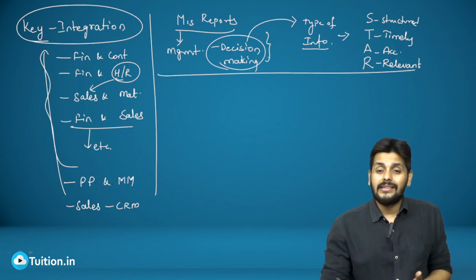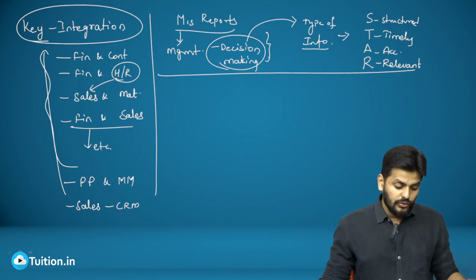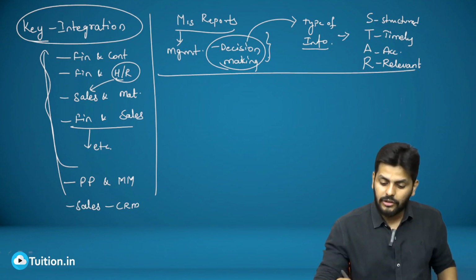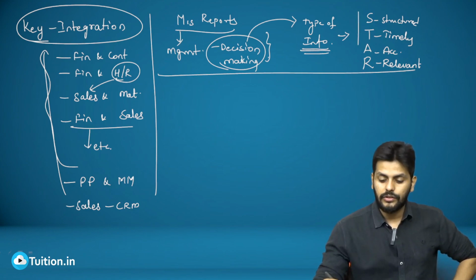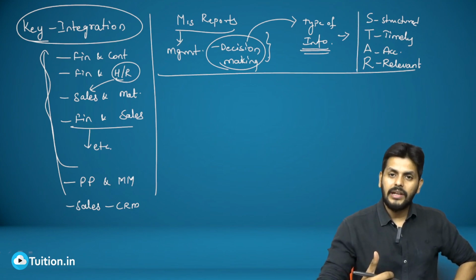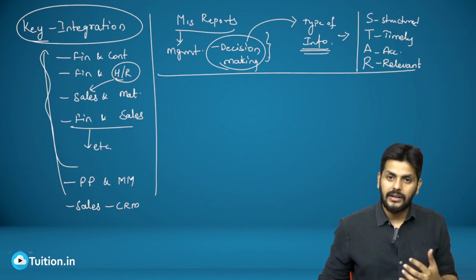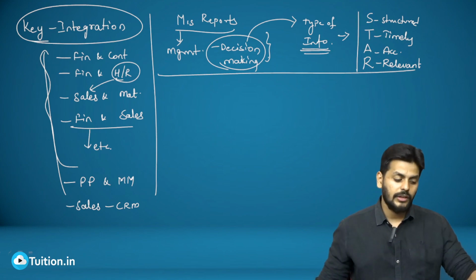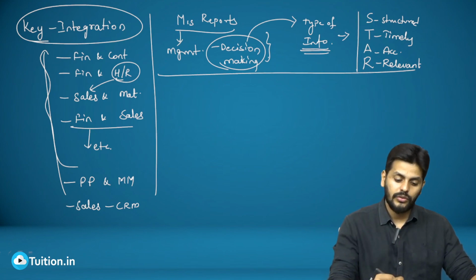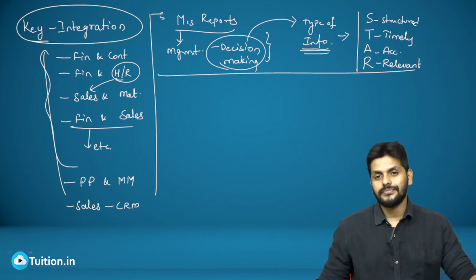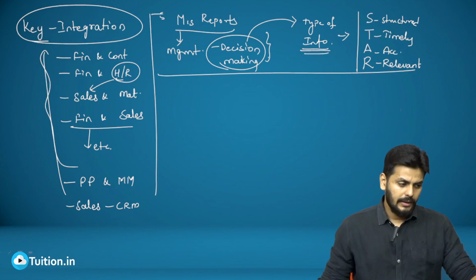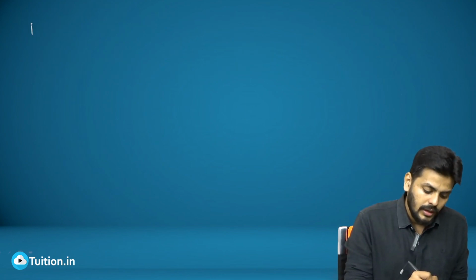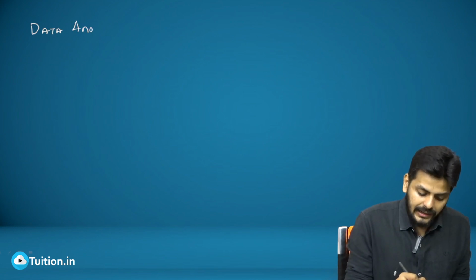And what can come in the exam is the question, what type of data is used in MIS reports? The type of information that an MIS report gives is structured information, timely information, accurate and relevant information. Unless it has these four features, only then does it make sense. Otherwise, it's really not going to make any sense using an MIS report. Okay, and let me take you through a very important short answer question on data analytics.